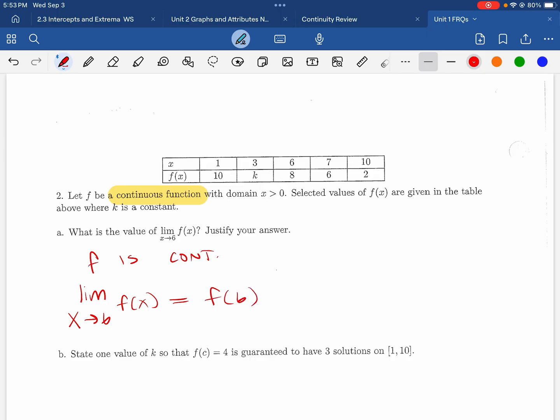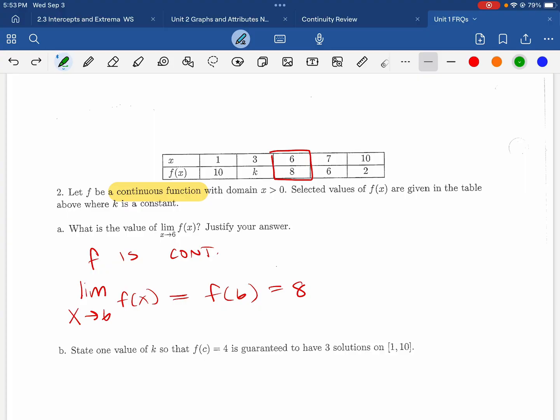So when you're continuous, the limit equals the point, and this point here at 6 equals 8. State one value of k so that f of c equals 4 is guaranteed to have 3 solutions. So we want to hit 4 3 times.